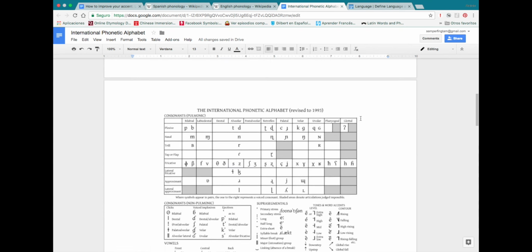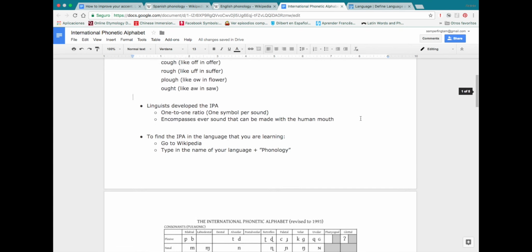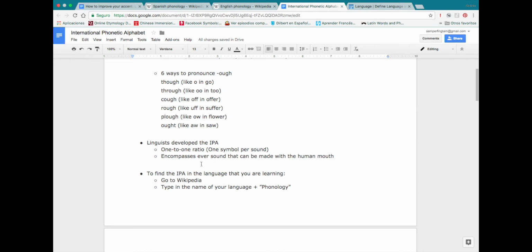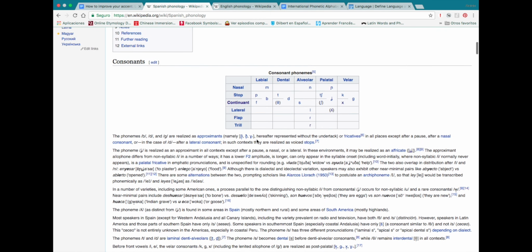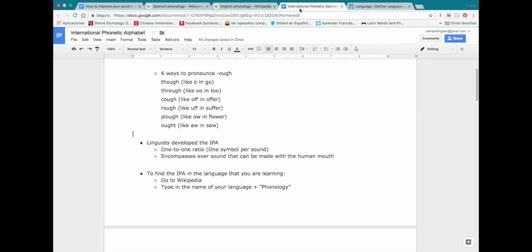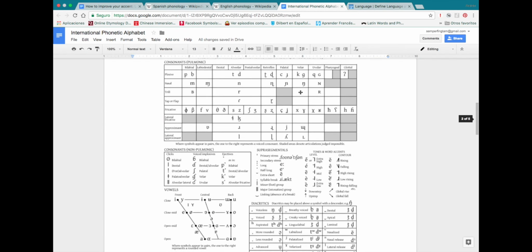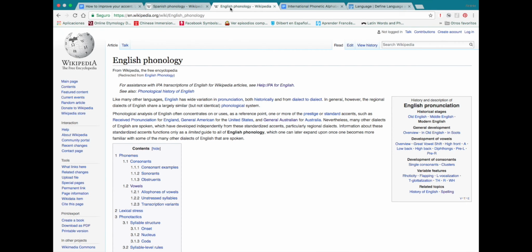these letters and sounds. And what I do when I'm learning a language and I'm trying to figure out how to pronounce words in that language is I go to Wikipedia and I type in the name of the language that I'm learning and then the word phonology. So just for an example, we're going to look at the phonology of Spanish and English. And you can see here that this is a much simpler IPA chart than the one that we were looking at over here with all these different symbols.